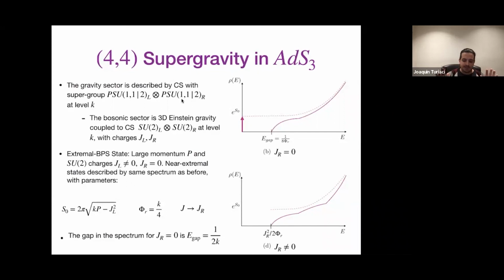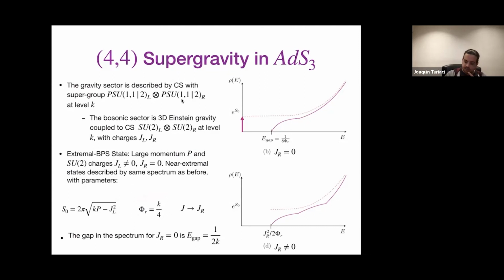Other than the supersymmetry, the black hole looks just like BTZ with some gauge field turned on. And this phi_r is c over 24. But in this case of supergravity, the central charge is related to the level of the Chern-Simons theory K, and it's given by this formula, c is 6K. And if you plug this into the previous spectrum, you get that the gap is 1 over 2K.